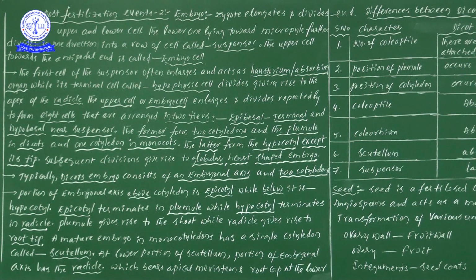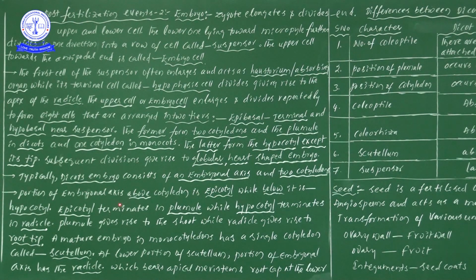If you see a particular dicot embryo, we have already seen this one. A dicot embryo consists of an embryonal axis and 2 cotyledons. If you see one particular dicot embryo, there one embryonal axis is present, and along with the embryonal axis we can find 2 cotyledons.